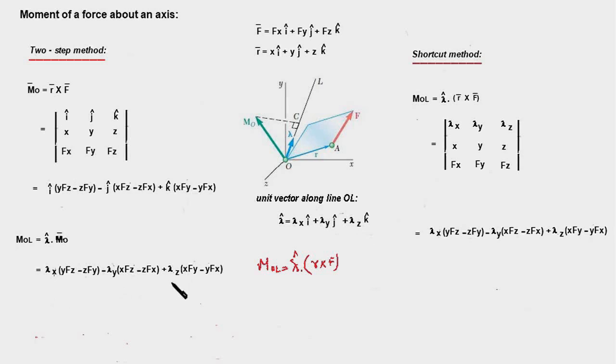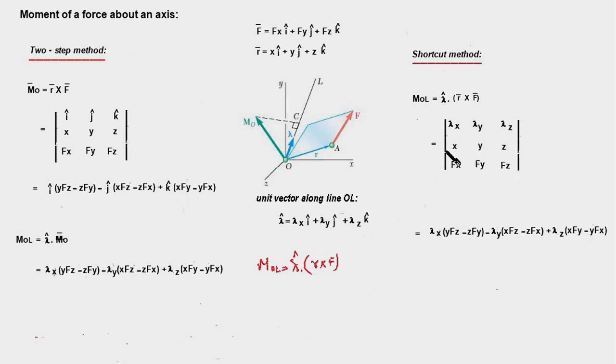Now the same result can be obtained from a single operation. So this is a shortcut method in which we again write a determinant. The only change that we make now is that instead of writing ijk in the first row, we write the components of our unit vector along the line OL. So we write lambda x, lambda y, lambda z. The second and third row entries remain the same. That is x, y, z and Fx, Fy, Fz.